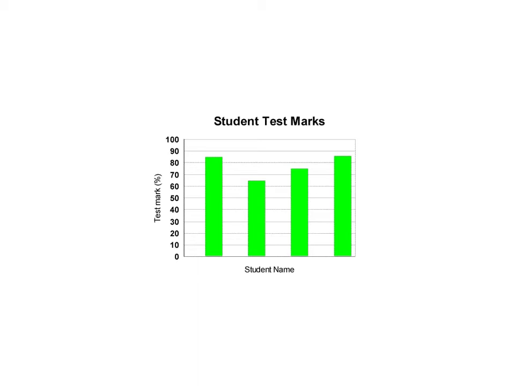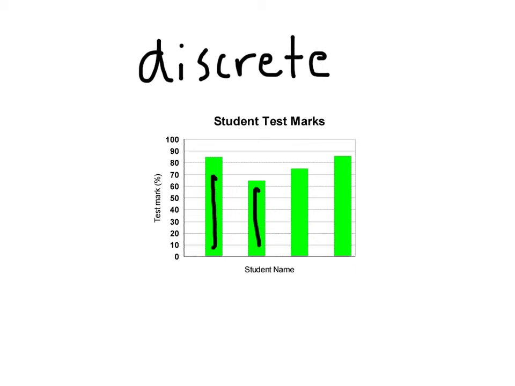Okay, this is a bar graph, and it is graphing students' test scores or test marks in percent. All right, and so these bars represent individual students. So what kind of graph do you think this is? Do you think it's discrete or continuous? Well, if you said discrete, you are correct. This is a discrete graph because each student is an individual and their scores are not connected to one another.